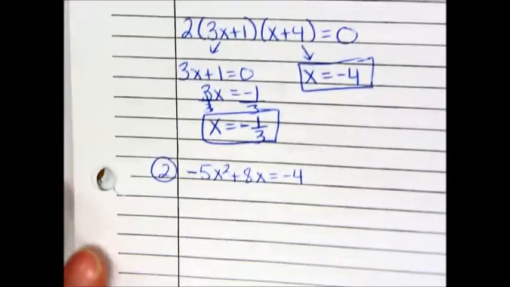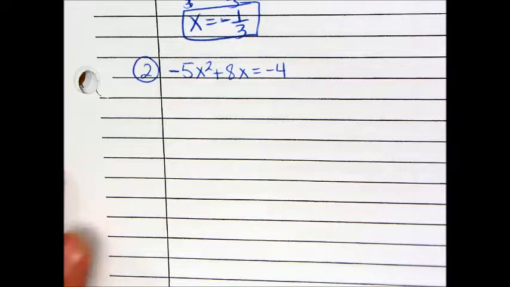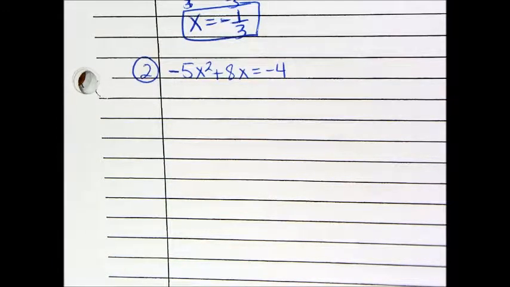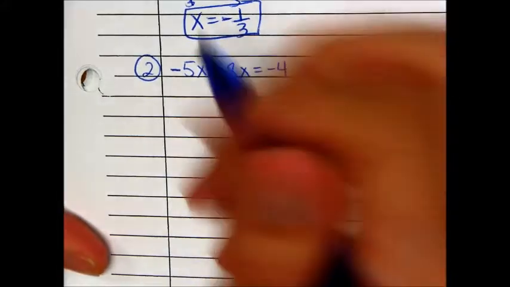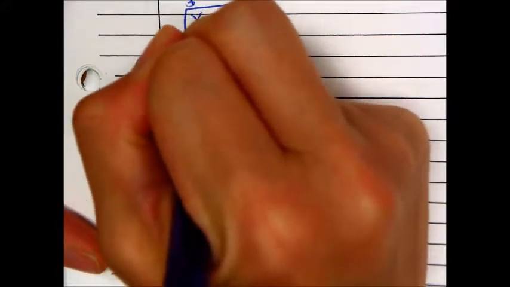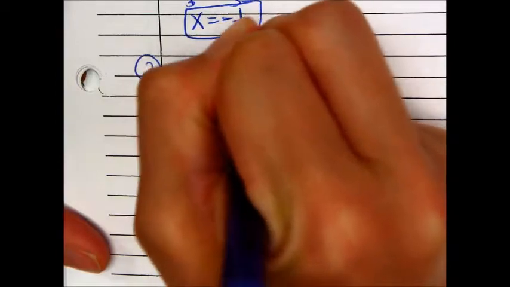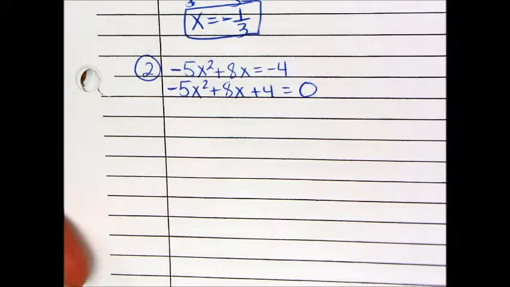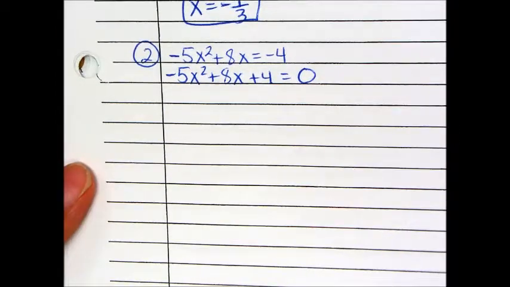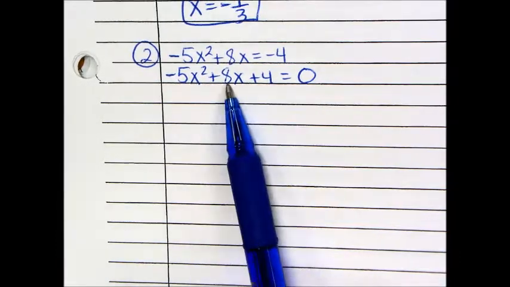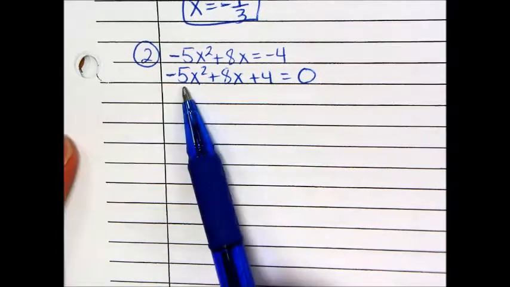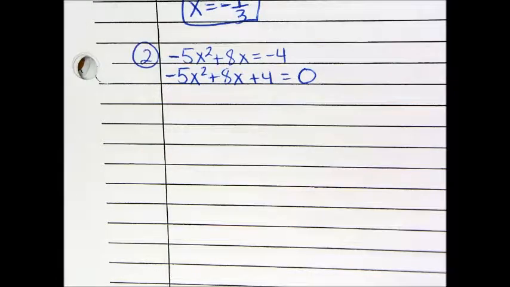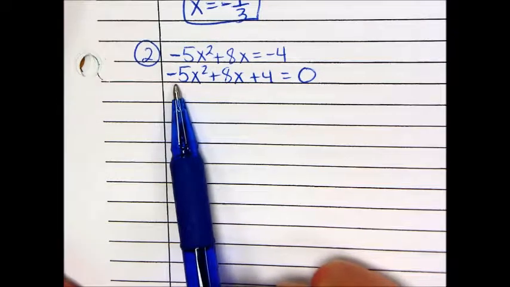Let's try it again. Negative 5x squared plus 8x minus 4. Okay, that does not equal 0. Move that 4 over. So it's going to say negative 5x squared plus 8x plus 4 equals 0. So now we're in standard form. Okay, 5, 8, and 4 can't all three be divided by a common factor. So we don't have the common factor, but what we do have is a leading negative sign.